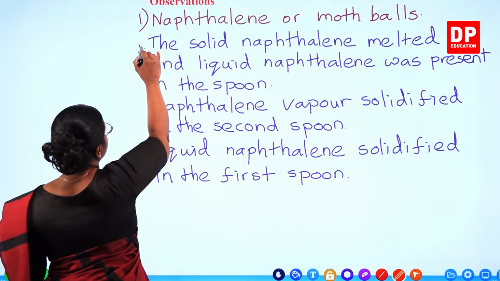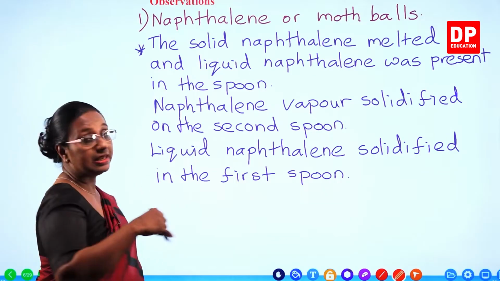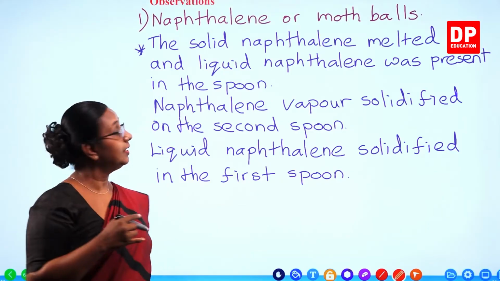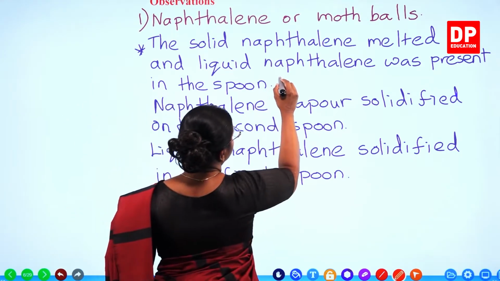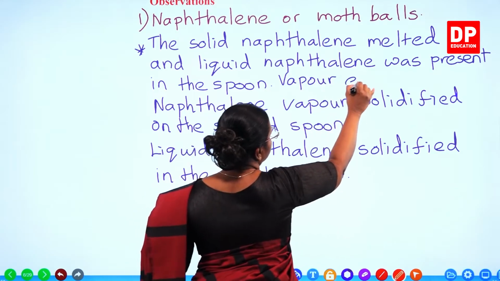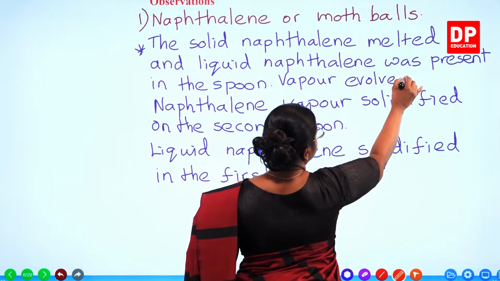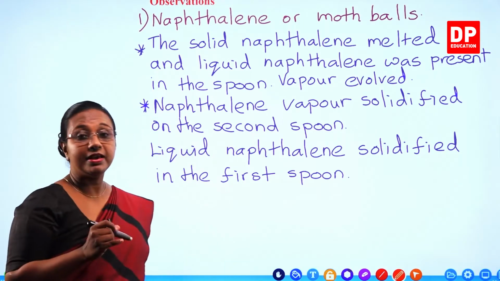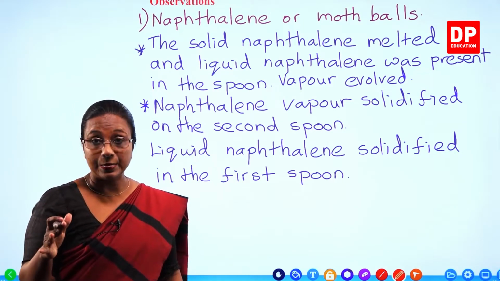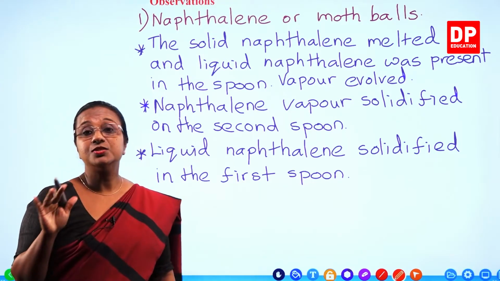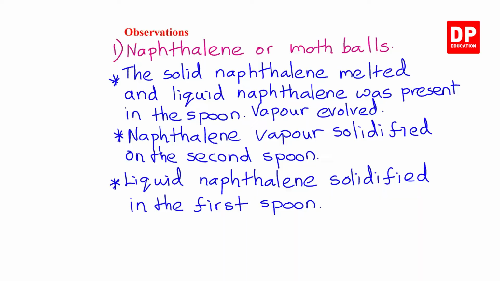So first one, you were able to see the solid naphthalene melting and forming the liquid as well as evolving vapor. So here we saw the vapor evolved also. Then you were able to see the naphthalene vapor solidifying on the spoon. Then the third one, the liquid naphthalene solidifies on the spoon. That was the first part of the activity.